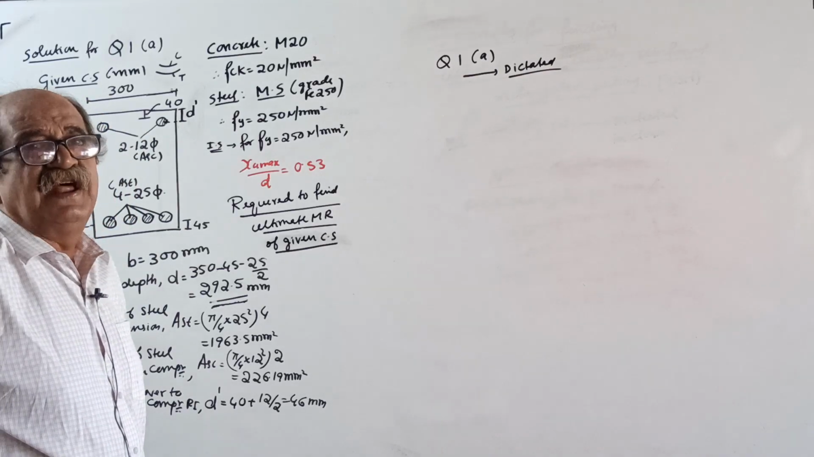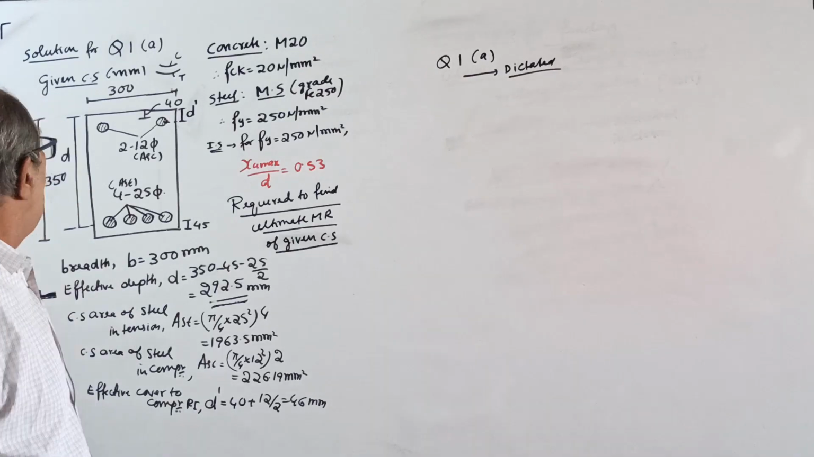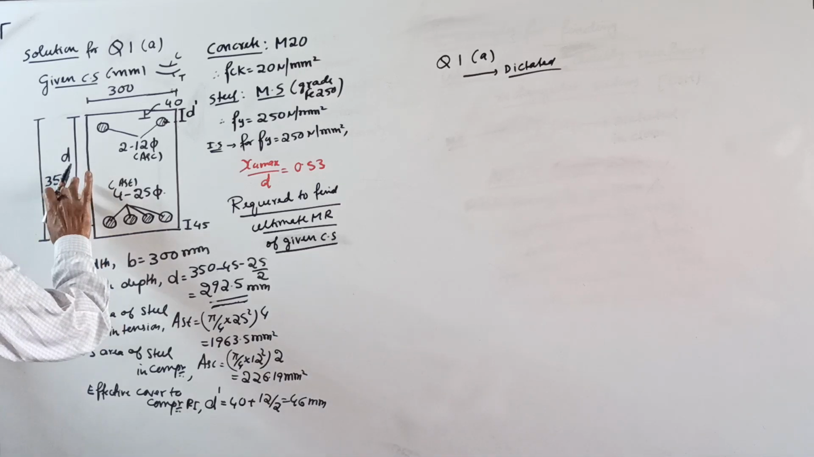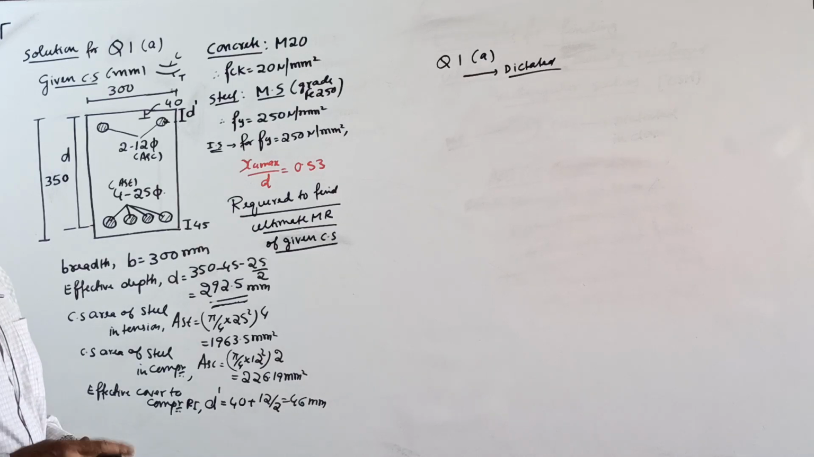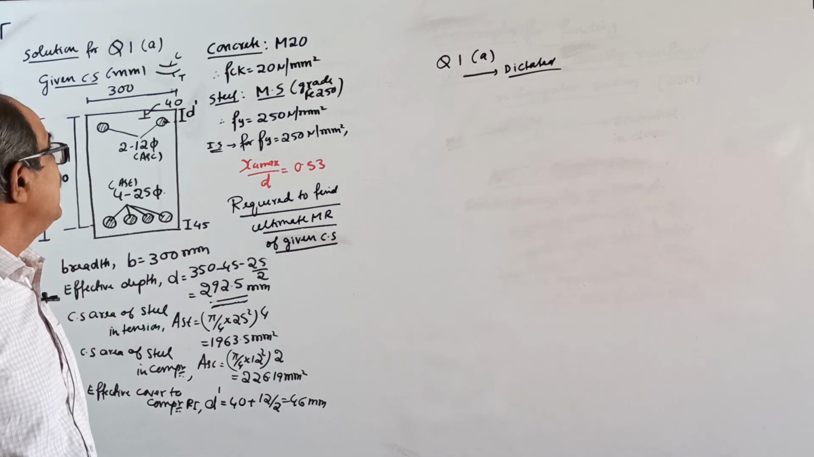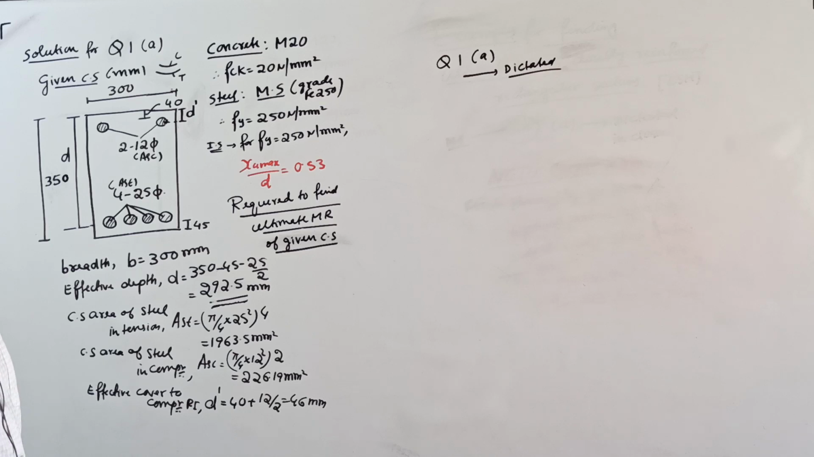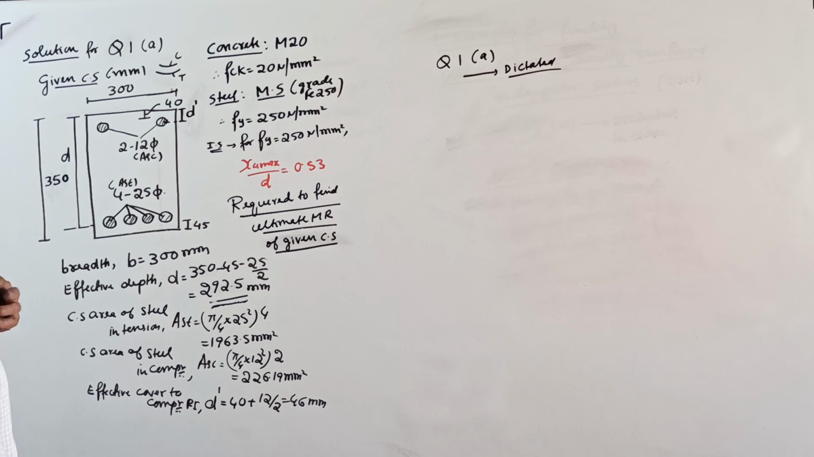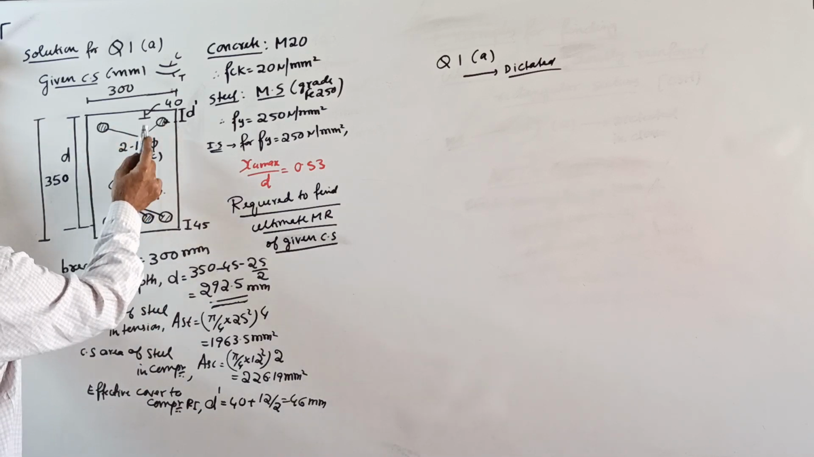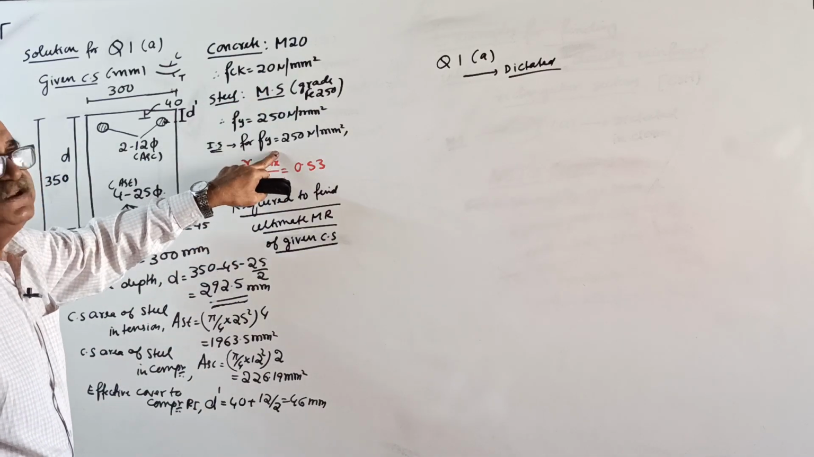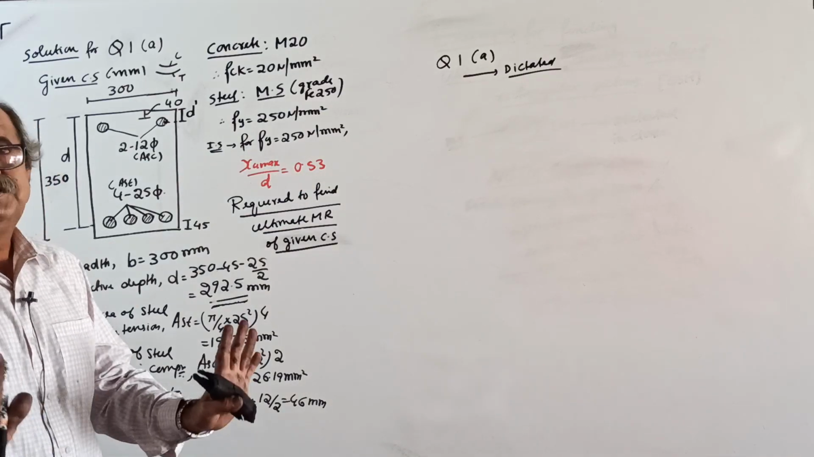Find the ultimate moment of resistance for a rectangular section of width equal to 300 millimeter and overall depth equal to 350 millimeter, subjected to sagging moment. So this you already know. If it is not given also, no problem. The beam cross section is reinforced on the tension side by 4 bars of 25 mm diameter at a clear cover of 45 millimeter, and on the compression side by 2 bars of 12 mm diameter at a clear cover of 40 millimeter. Take M20 concrete and mild steel of grade Fe250. This is the question. Okay, start.